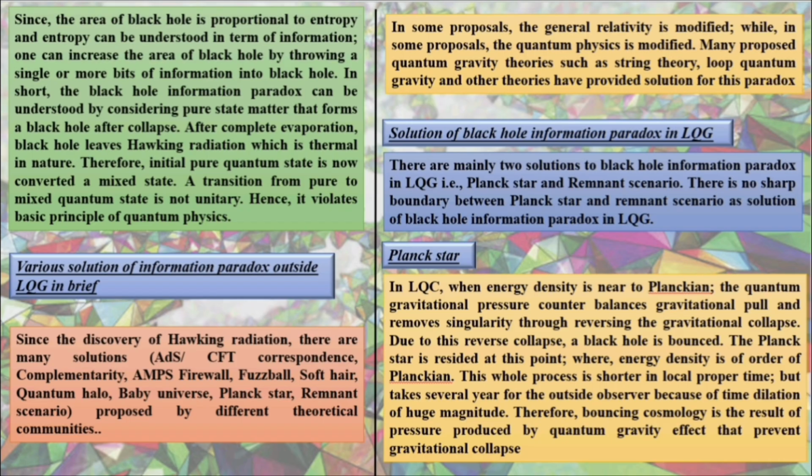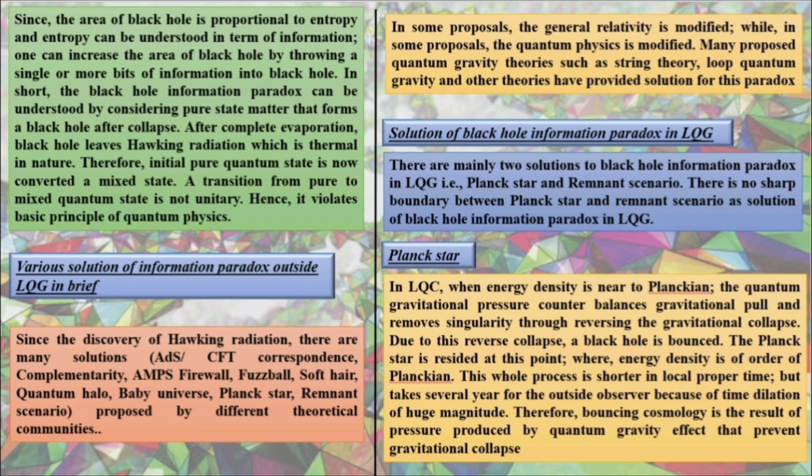In loop quantum cosmology, when energy density is near Planckian, the quantum gravitational pressure counterbalances the gravitational pull and removes the singularity by reversing the gravitational collapse. On my YouTube channel, I have explained this scenario in one of my shorts. Due to this reverse collapse, a black hole bounces. The Planck star resides at this point where the energy density is of the order of Planckian.